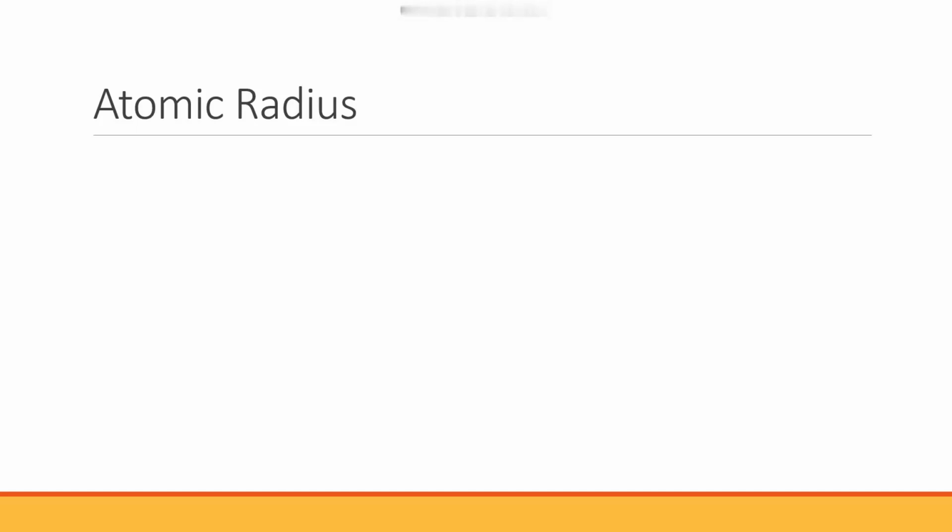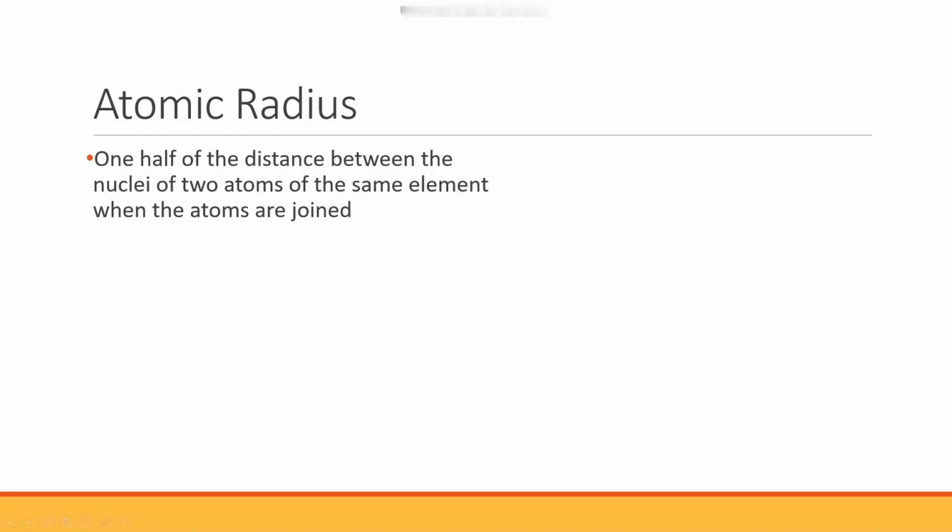Now we're going to talk about a series of periodic trends where we can essentially just use the periodic table to compare and contrast different elements. The first one that we're going to look at is atomic radius. Atomic radius is known as 1/2 the distance between the nuclei of two atoms of the same element when the two atoms are joined together, or in super simple terms, the size of an element.